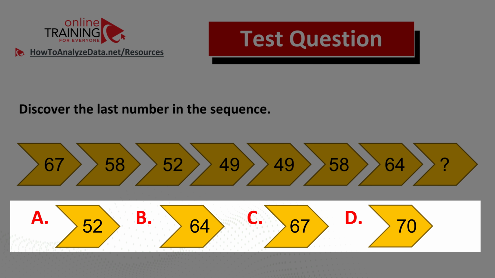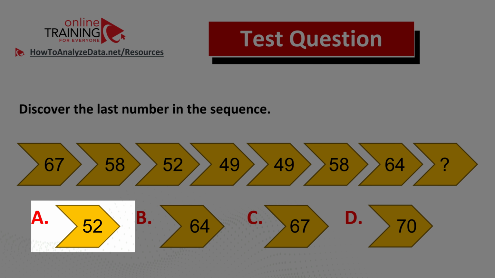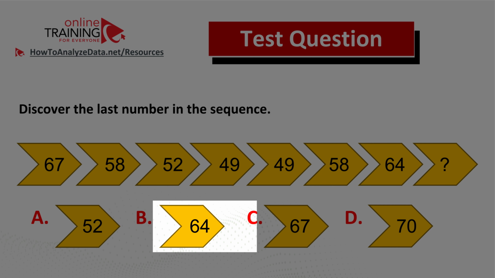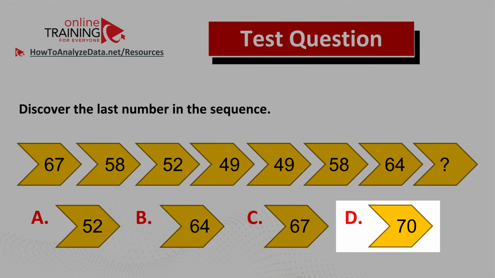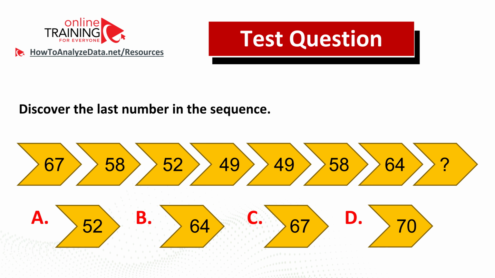And you have 4 different choices. Choice A, 52. Choice B, 64. Choice C, 67. Choice D, 70. Do you think you know the answer? Now might be the good time to pause the video to see if you can come up with the answer on your own.